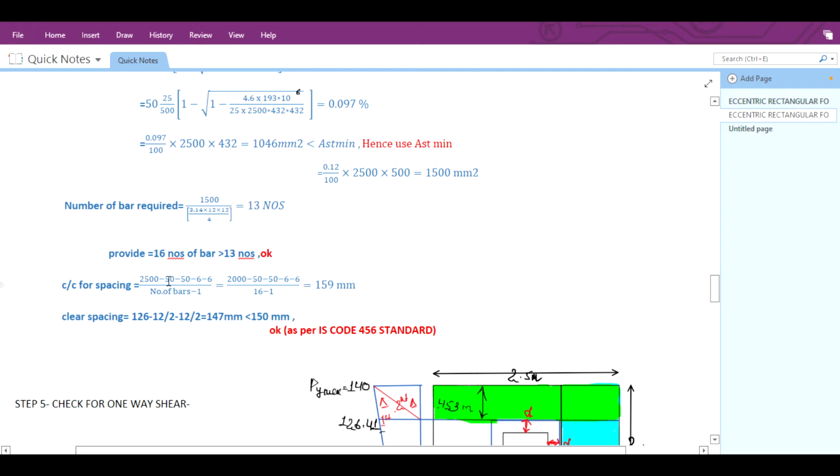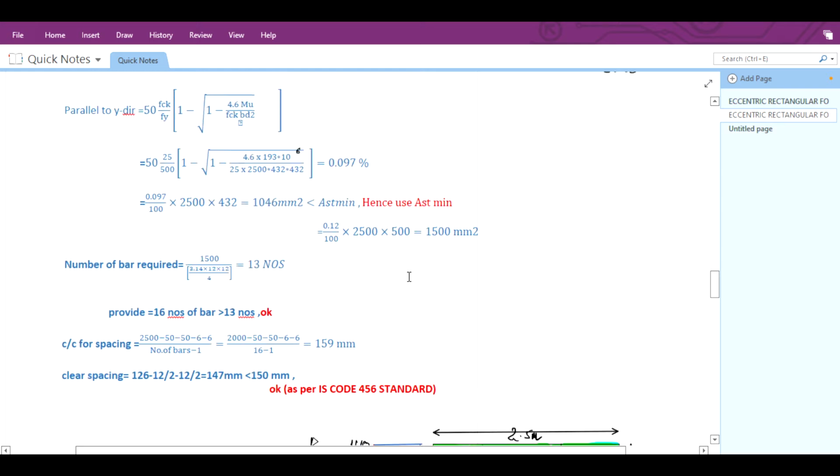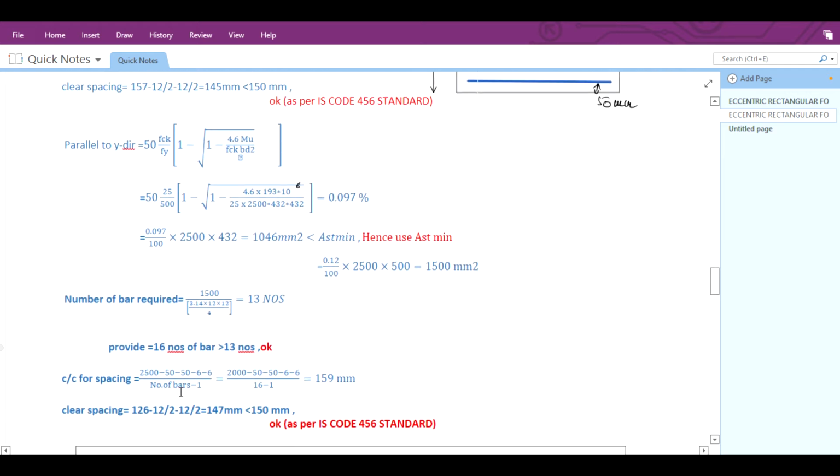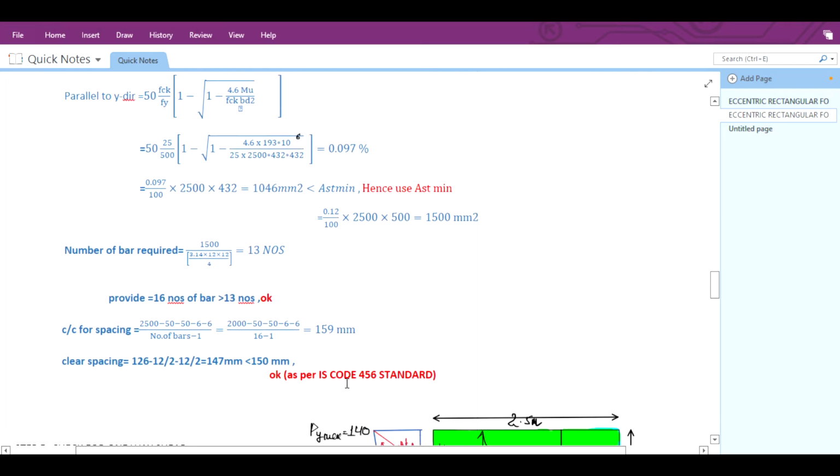So the center spacing for the y direction will be calculated by the same method. Our width will be changed, that is 2500 minus 50 cover from one side, cover from both the sides, 50 minus 50 minus center of bar from both the sides, that is 12 by 2 minus 12 by 2 minus 12 by 2, and divided by number of bars minus 1. So it will come as 159 mm.